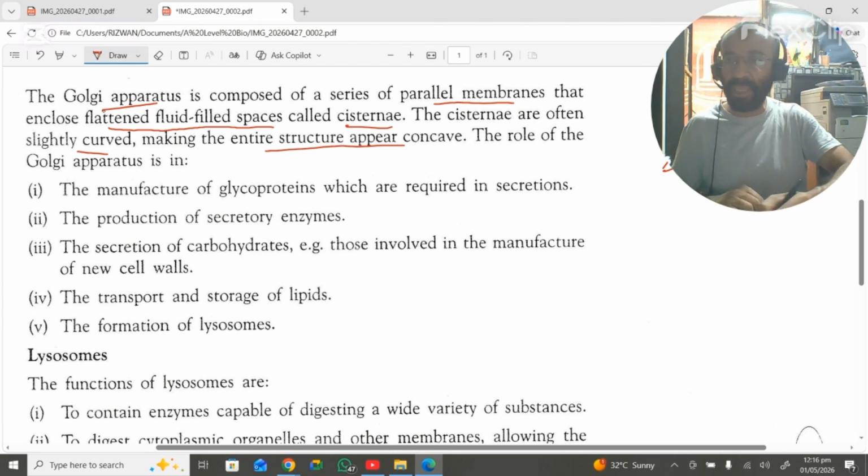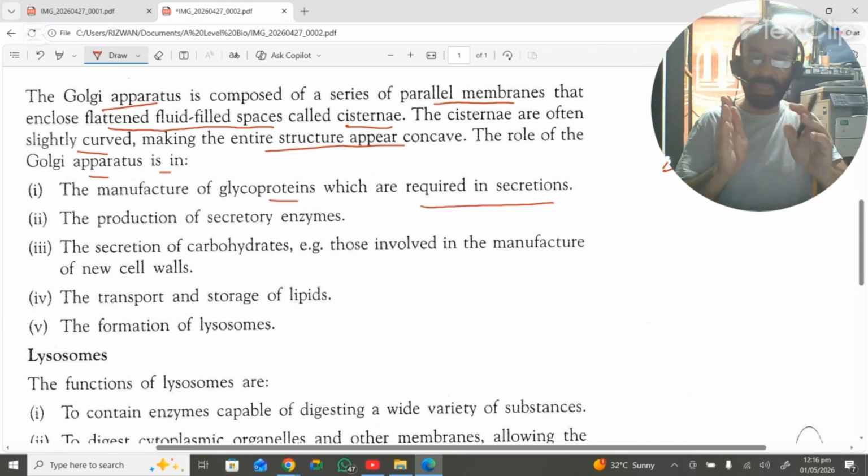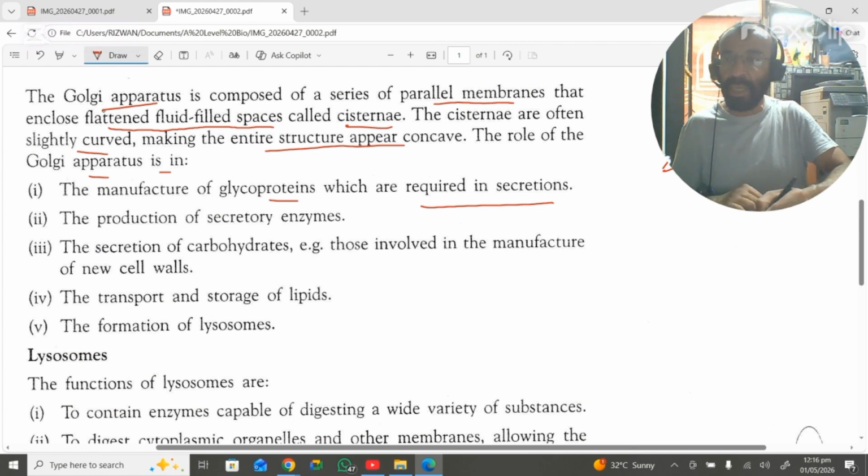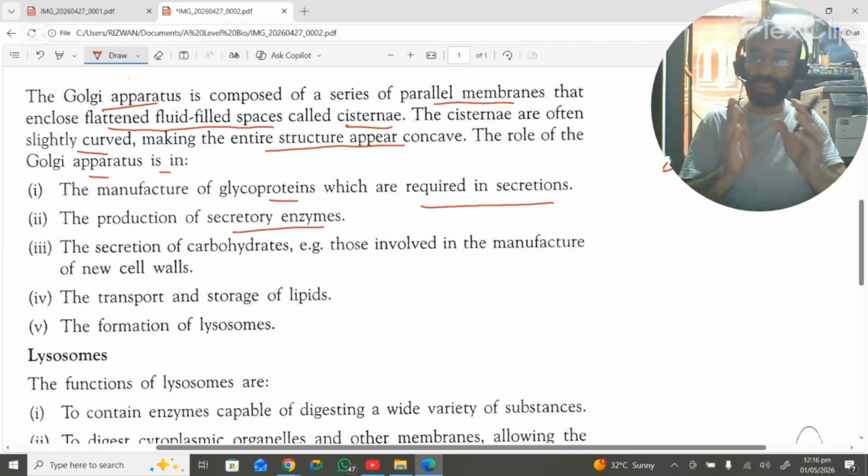The roles of the Golgi apparatus are, number one, the manufacture of the glycoproteins which are required in secretion. In the process of secretion, the role of the Golgi is very important because they manufacture the glycoproteins. Number two, the production of the secretory enzymes. This is the second important function of the Golgi apparatus, because they play a very important role in the production of the secretory enzymes.